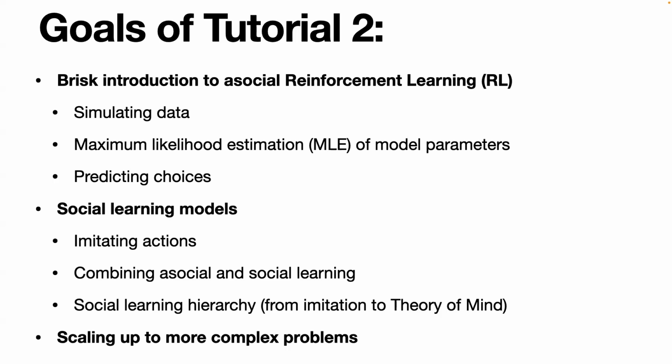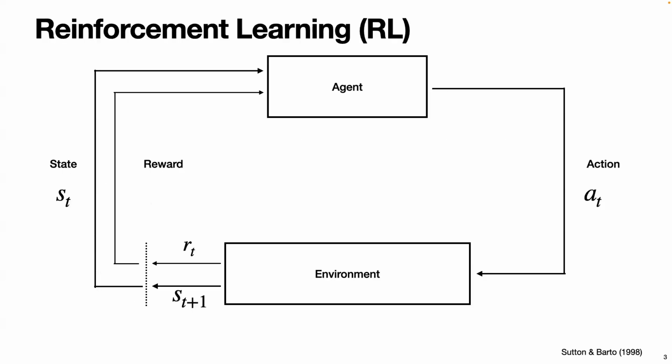From there, we'll scale up to various forms of very simple social learning models. For instance, imitating actions using a type of conformity bias, similar to what Lucy was talking about previously, combining asocial and social learning components together using various forms, and then a bit of overview of a potential social learning hierarchy. And we'll also talk about how we can scale to complexity along the 3 dimensions that Wataru introduced earlier today. So maybe you want to start with reinforcement learning.